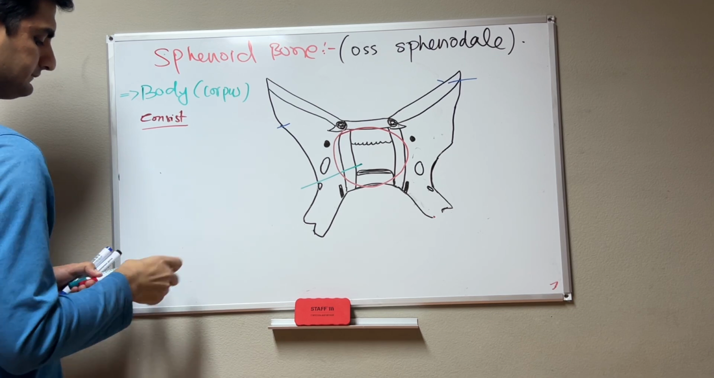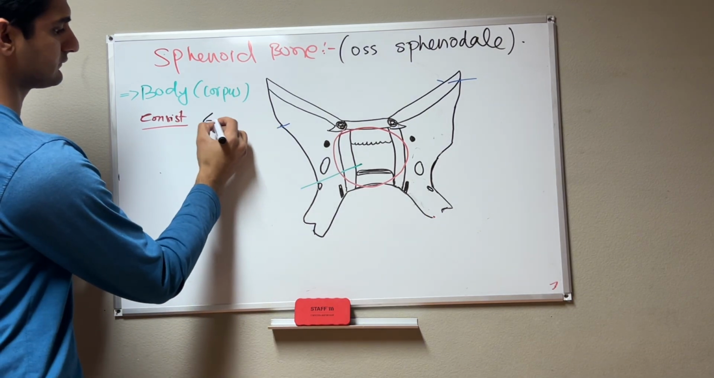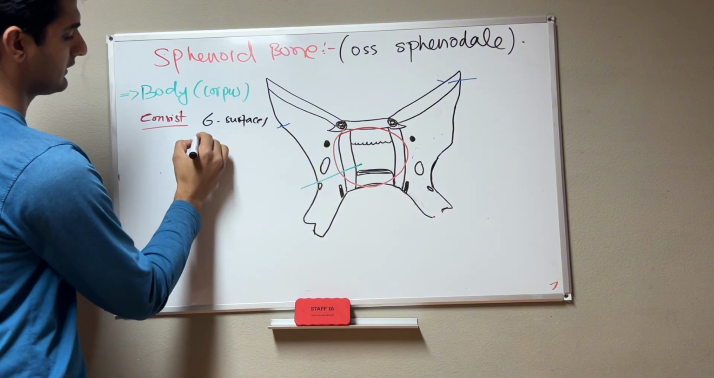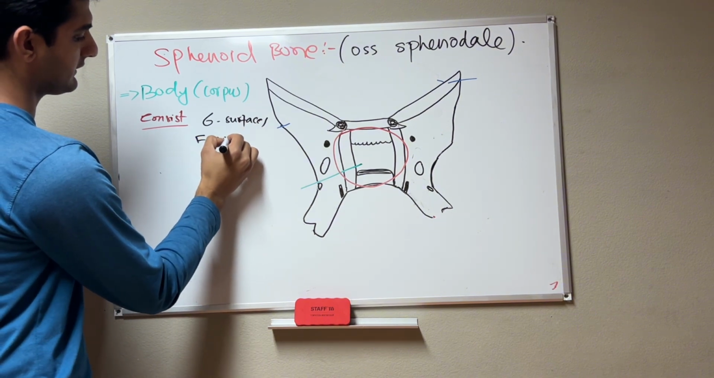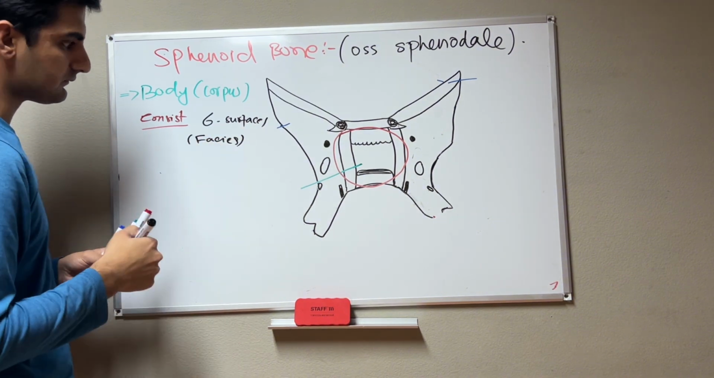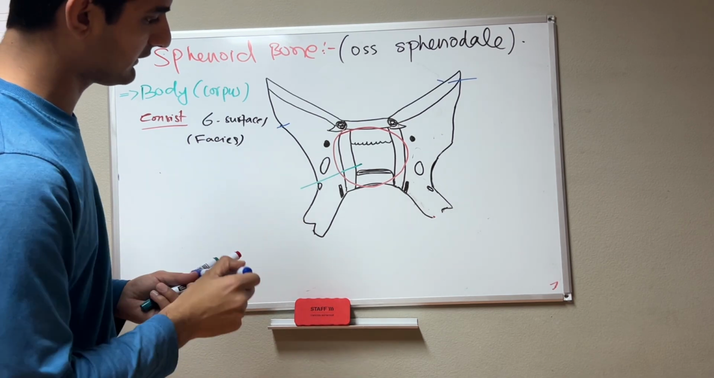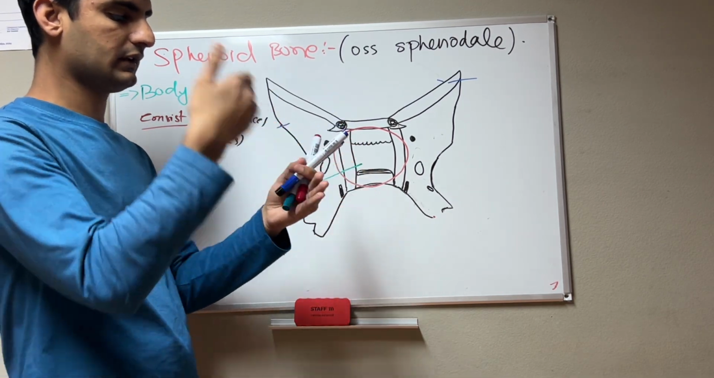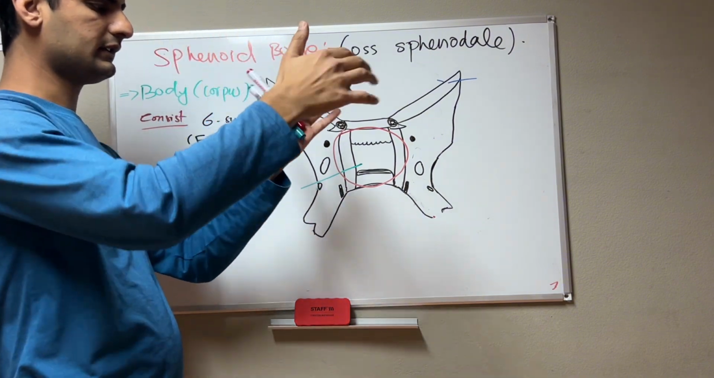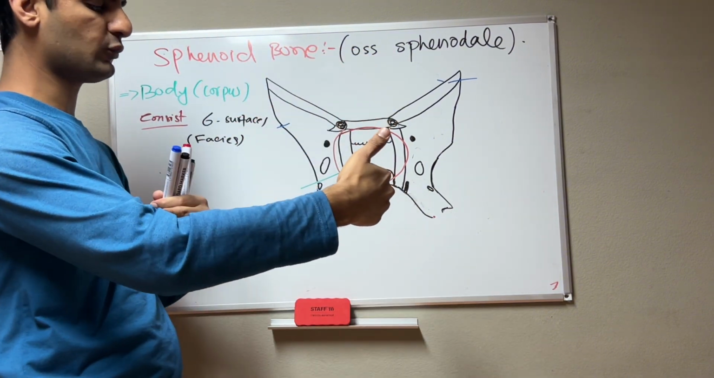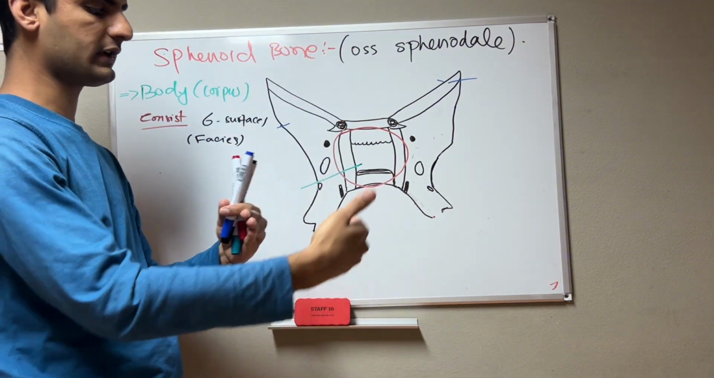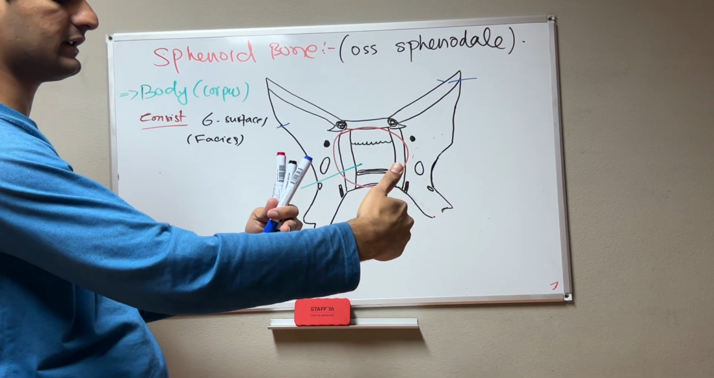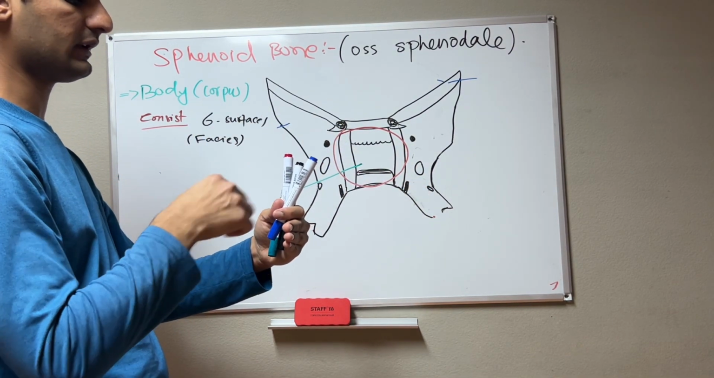Six surfaces, which are facies in Latin. Which surfaces? Now, the skull. This is my skull. This is the anterior view, this is the posterior view, this is the superior view, and this is the inferior view. Inside the skull we have 3 cranial fossae: anterior, middle, and posterior.